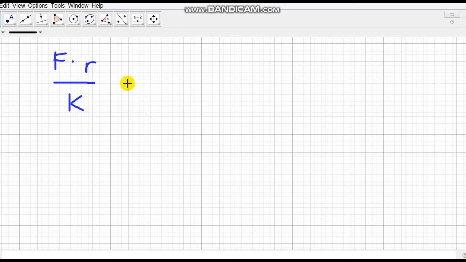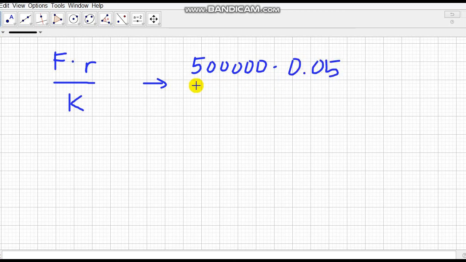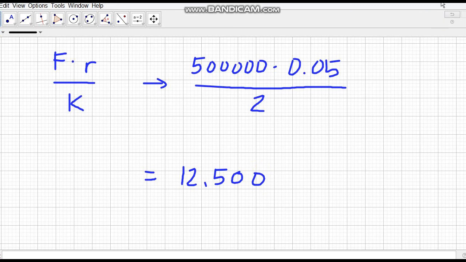So that is our coupon amount. Now, take note that the face value is 500,000. So this is 500,000 times the rate, which is 5%. So that would be 0.05. And it is payable semi-annually. So K is 2. Therefore, if you compute for this, the value would be 12,500. So this means that the payment would be 12,500 for the semi-annual coupon. So that's everything for the bond and the bond market.